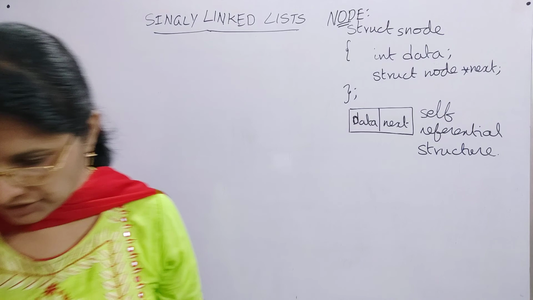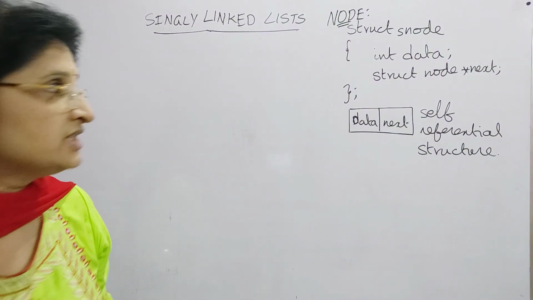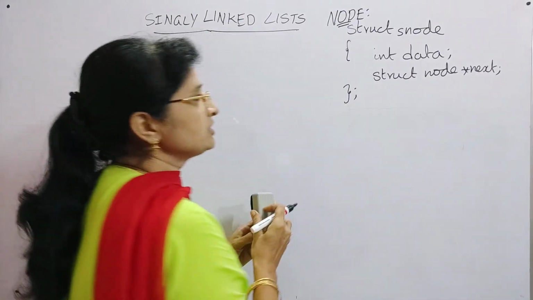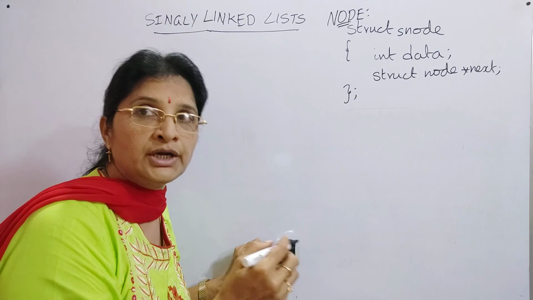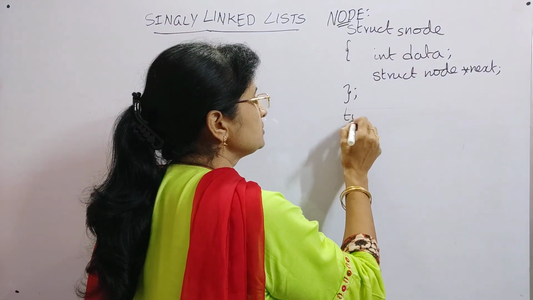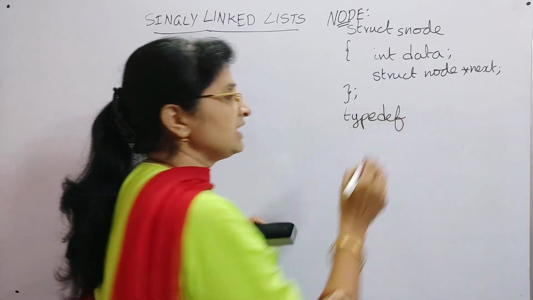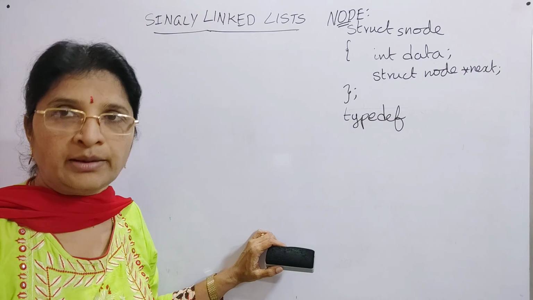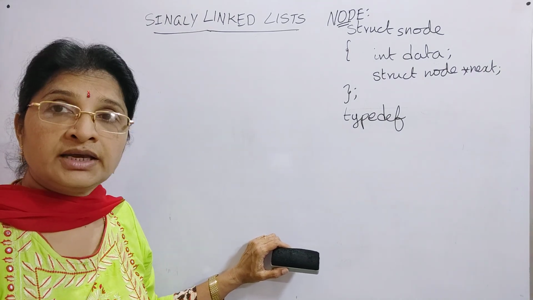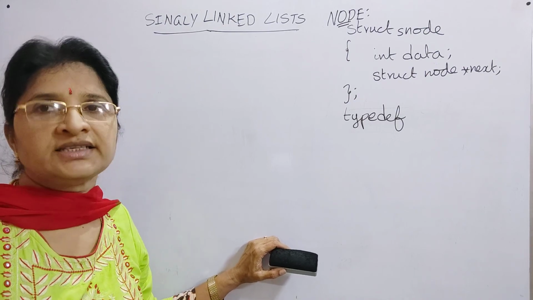After defining the structure node, we will give an alias name to this structure, because always in our programming we would need to refer to it as struct node. So you can give another name. That can be done in C language using the keyword typedef. The main function of typedef is to give alias names, that is, you can give another name to your existing data type.